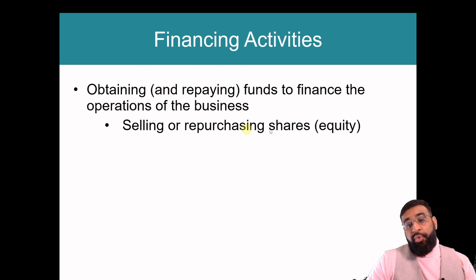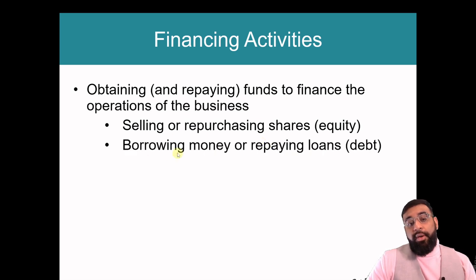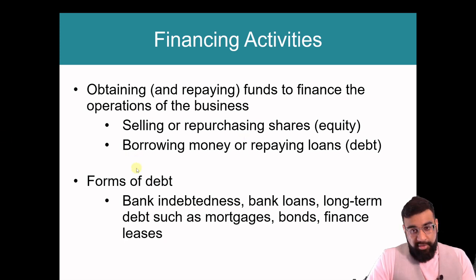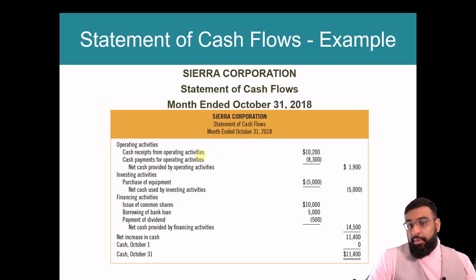So this includes selling or repurchasing shares. Remember, shares, we have preferred shares or we have common shares, which is part of shareholders' equity. Or we could borrow money or repay the actual loan. So let's just say hypothetically, we go to the bank, we take out a loan. So that's us borrowing money. Or let's say we have excess cash laying around, so we decide to pay down our loans. So remember, there's different forms of debt, which are bank indebtedness, bank loans, long-term debt such as mortgages, bonds, and finance leases. So next, we're going to do an actual example now.